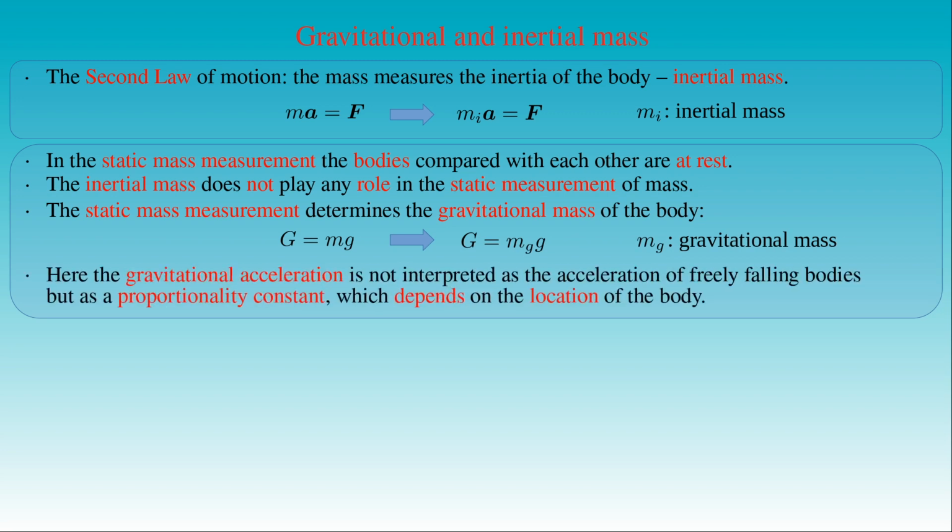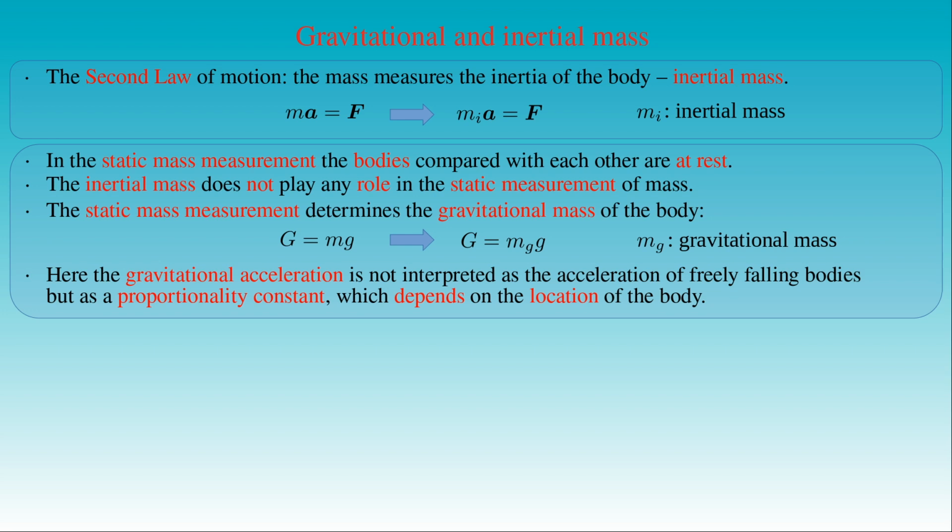Here we do not interpret the gravitational acceleration g as the acceleration of bodies in free fall but as a proportionality constant between the weight and the gravitational mass of the body, which depends on the location of the body. We can also demonstrate the meaning of gravitational mass in the following way.